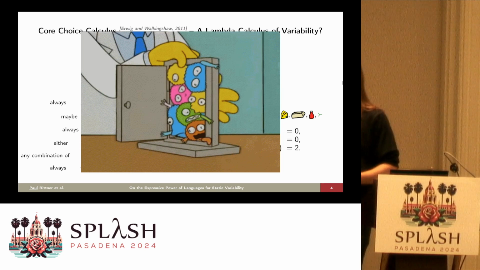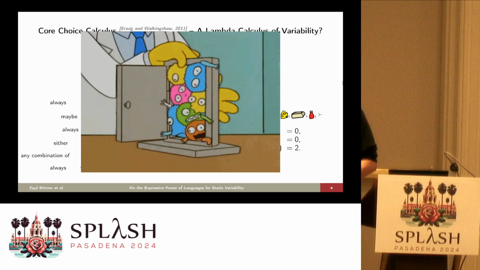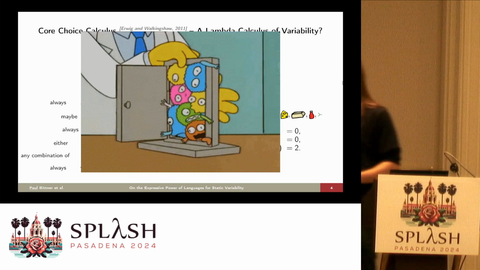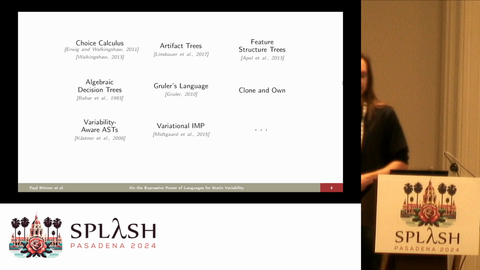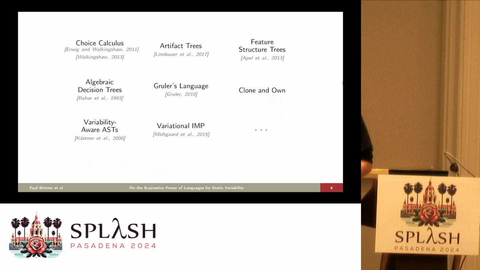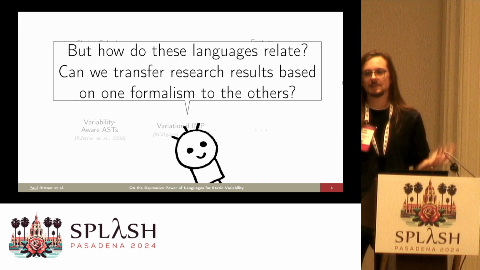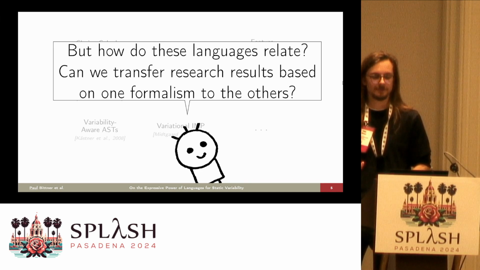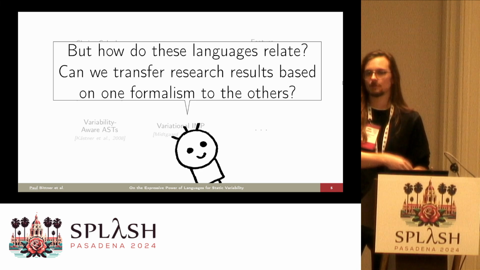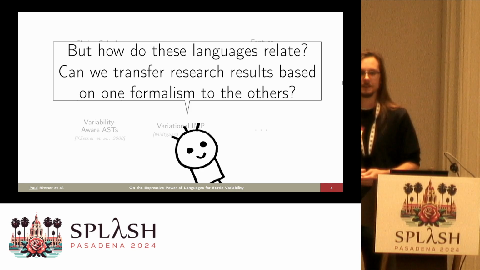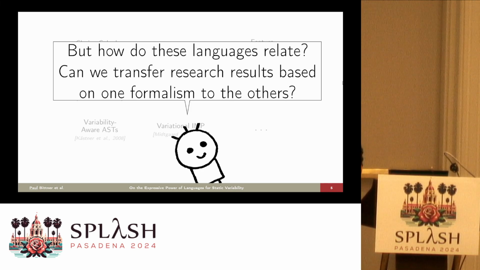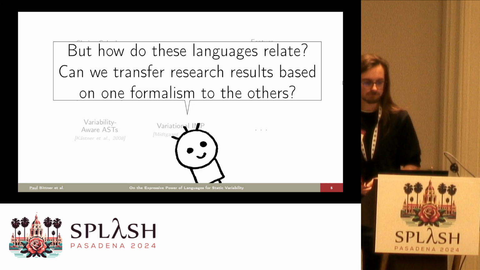There's a whole bunch of formal languages used by different research groups for different analyses, for different problems. And this is just some of the languages I found that have been used in practice. So the question is, how do these languages relate? Do they describe the same thing? Can we transfer research results from one language to the other? If I want to write a new variational analysis or formalize it, prove some properties, which language is the easiest to use for that purpose?